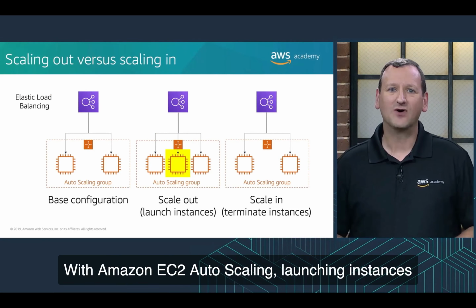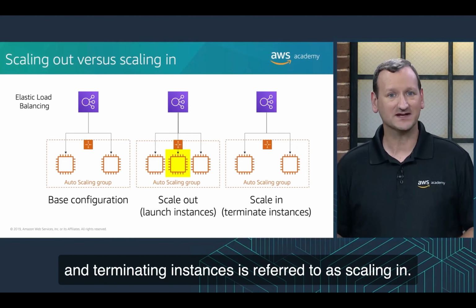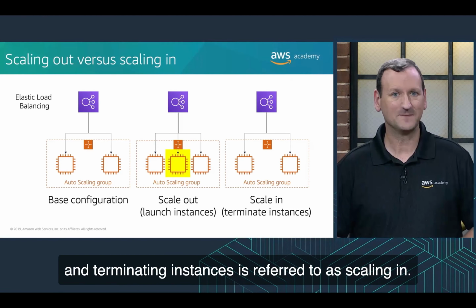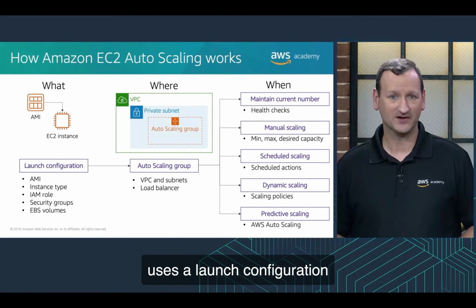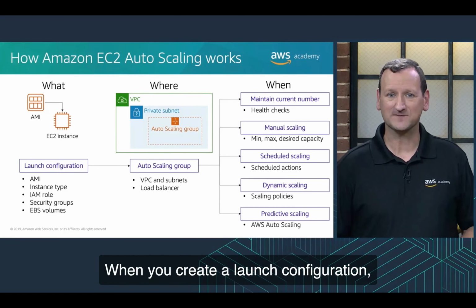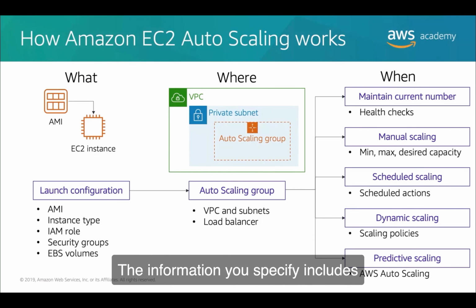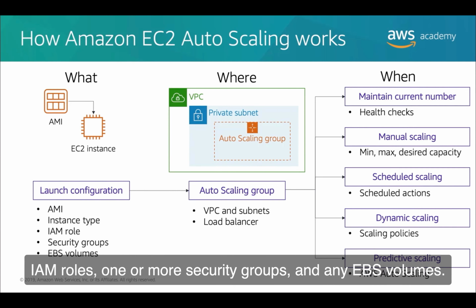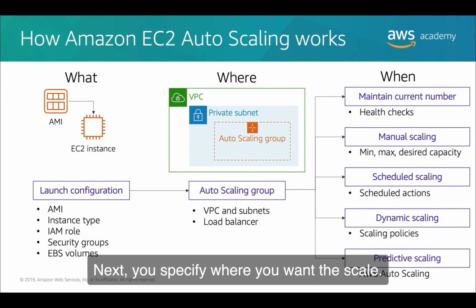With Amazon EC2 Auto Scaling, launching instances is referred to as scaling out, and terminating instances is referred to as scaling in. To launch EC2 instances, an Auto Scaling group uses a launch configuration, which is an instance configuration template. When you create a launch configuration, you specify what information instances will use when scaling. The information you specify includes the ID of the AMI, the instance type, IAM roles, one or more security groups, and any EBS volumes. Next, you specify where you want to scale.